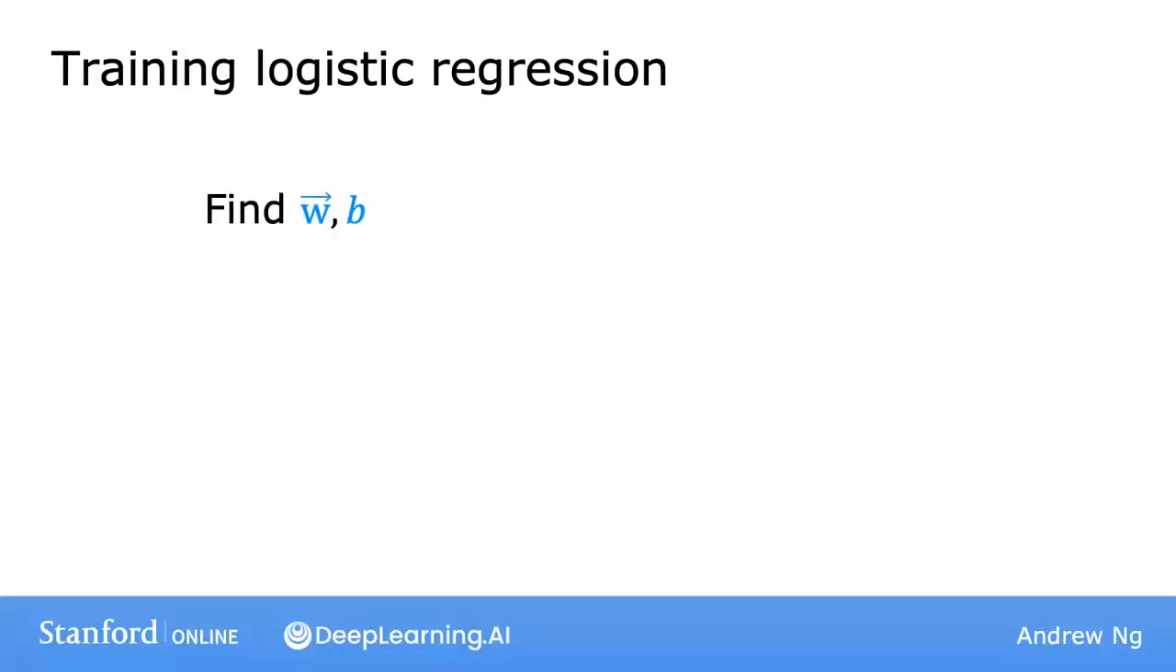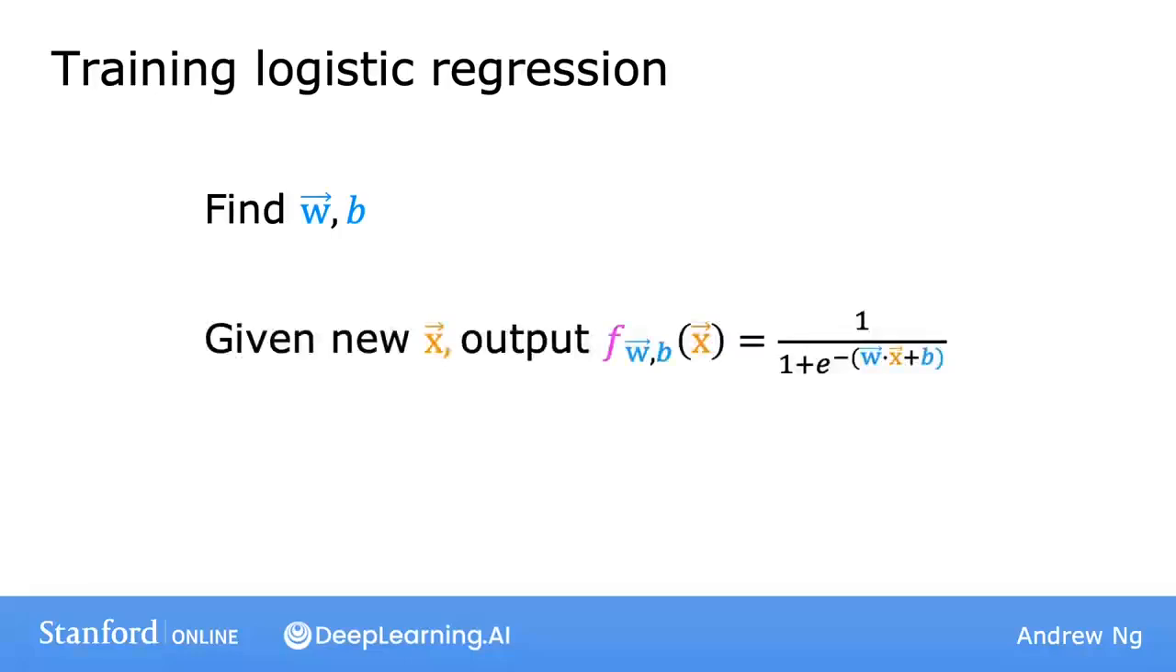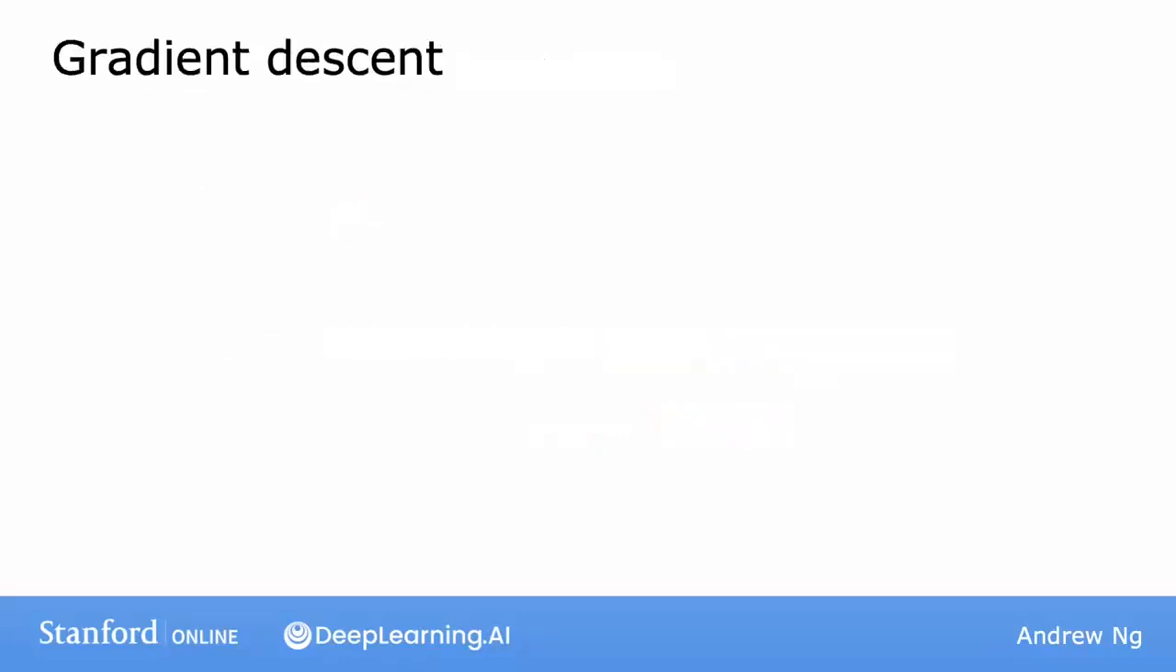After you've done so, if you give the model a new input X, say a new patient at the hospital with a certain tumor size and age that needs a diagnosis, the model can then make a prediction, or it can try to estimate the probability that the label Y is 1. The algorithm you can use to minimize the cost function is gradient descent.